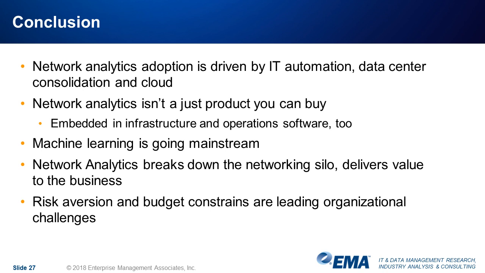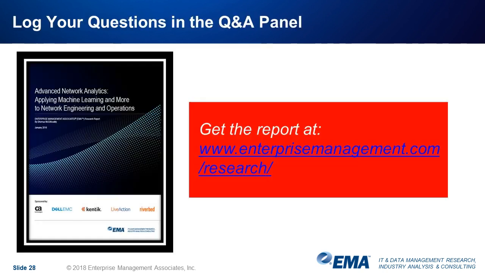Machine learning appears to be going mainstream in terms of interest, and people saying they're finding ways to use it, probably through vendors they're working with already who have added machine learning-based solutions or features to their products. And then network analytics is helping break down the networking silo, deliver value to the business, and they're collaborating better with some key groups within IT. And risk aversion and budget constraints are leading organizational challenges. So that's it for me.